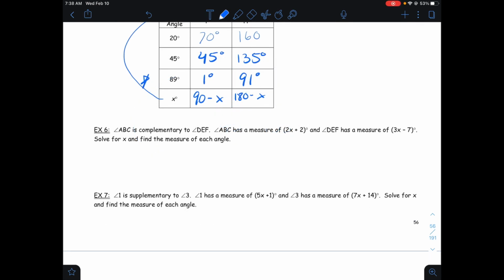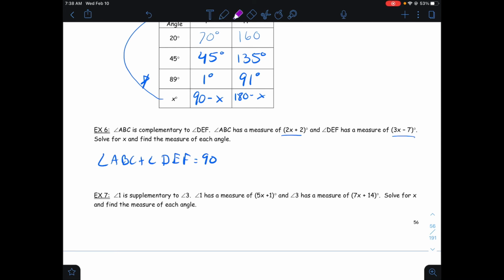All right, so now we've got some word problems here. They tell us that angle ABC is complementary to angle DEF. So let's stop and think about what that means. That means that ABC plus DEF need to equal 90 because they're complementary. Then they tell us that ABC is equal to 2x plus 2 and DEF is equal to 3x minus 7. And they want us to solve for x and find the measure of each angle.